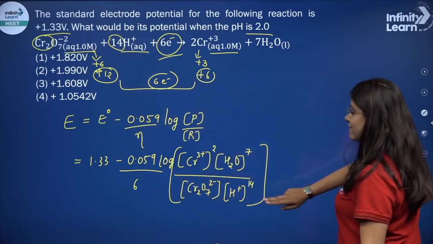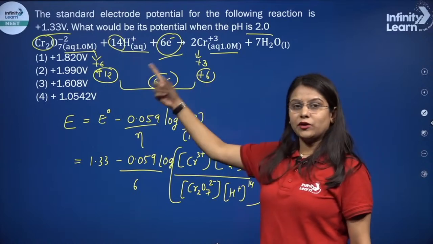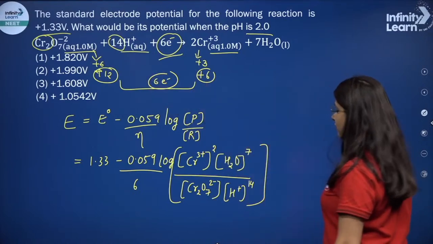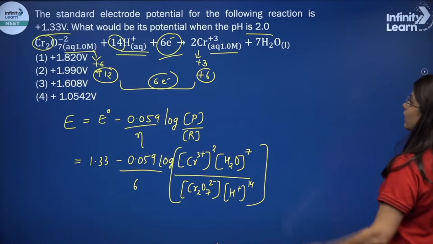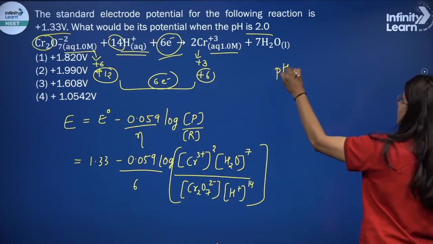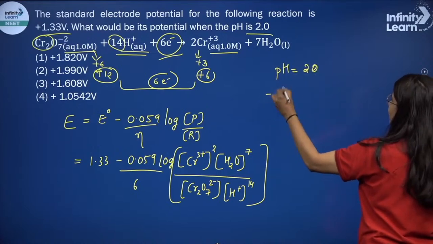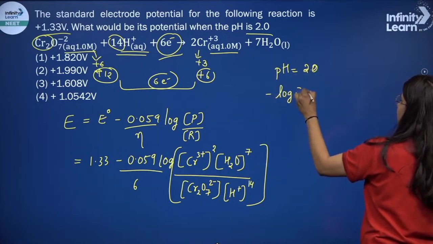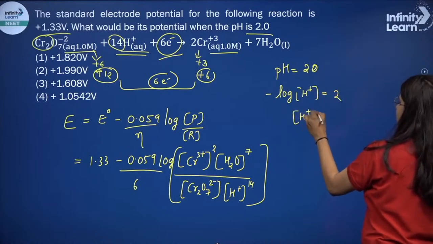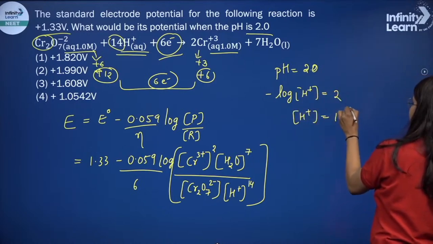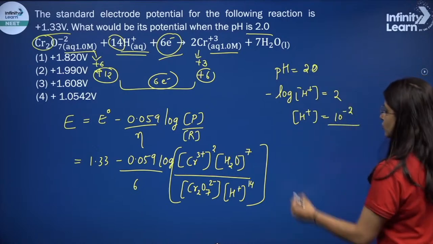So we will substitute all the values. For chromium we are given the values, dichromate also we are given the values, but we don't have value for H plus. Ye kahan se aayega? This we can calculate using pH. So pH is what? 2.0. From here I can calculate minus log of H plus ions is equal to 2. So, I can calculate the value of H plus ions. It will be 10 raised to power minus 2. Right? So, I substitute these values here.